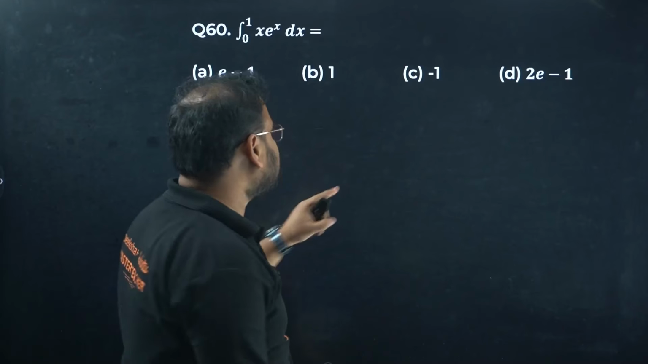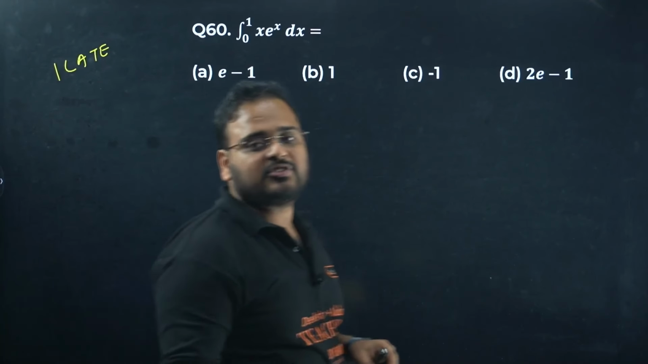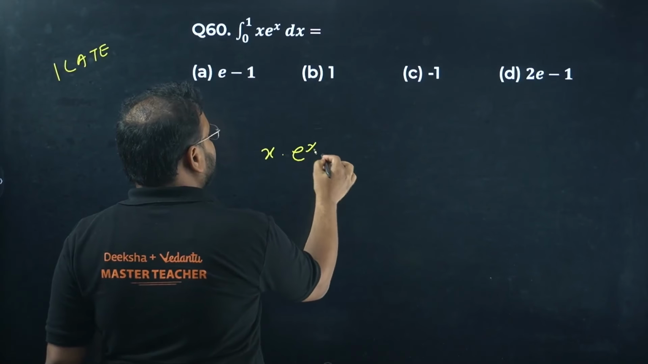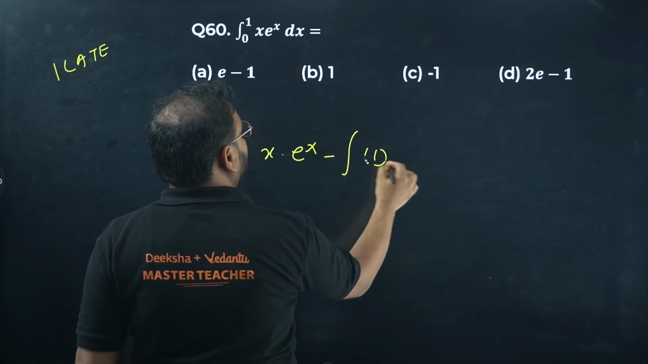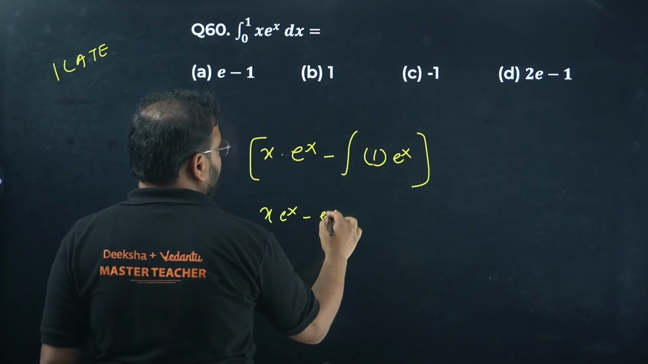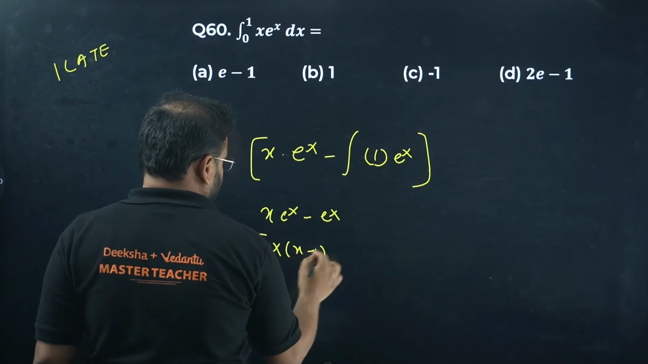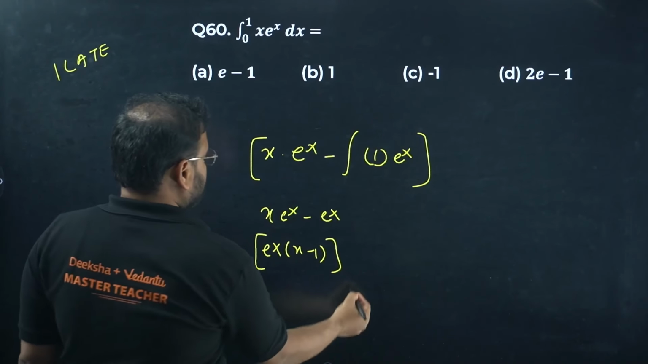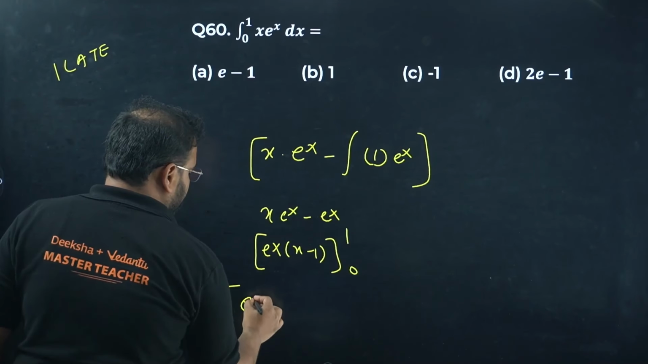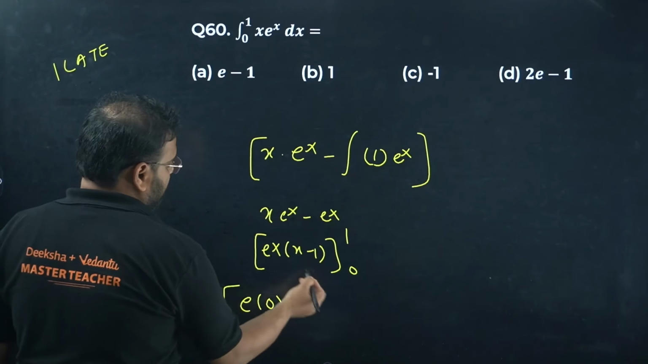What is this question? By parts. x, e power x is there. Rule is ILATE. Exponential function is the last preference. Algebra has a preference, so keep x as it is. Integrate e power x, minus differentiate x, you'll get 1, e power x, and continue: e power x minus e power x. Integration of this will be again e power x. Take e power x common, you get x minus 1. Value from where to where? 0 to 1. When you put 1, you get the value as e power 1 into 1 minus 1, which is what? 0. Correct, no? So the whole thing is gone.